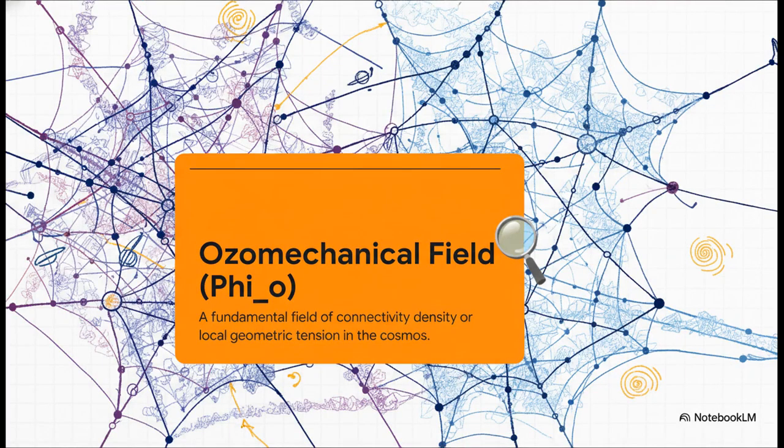At the absolute bedrock of this theory is the osmomechanical field, denoted by the symbol phi sub O. Picture the universe not as some empty, dead void, but as a tightly connected, dynamic structural web. This field represents the density of that connectivity, or you can think of it as the local geometric tension within that stretchable cosmic structure. In this view, everything that exists is really just an excitation or a varying density within this underlying tension field.